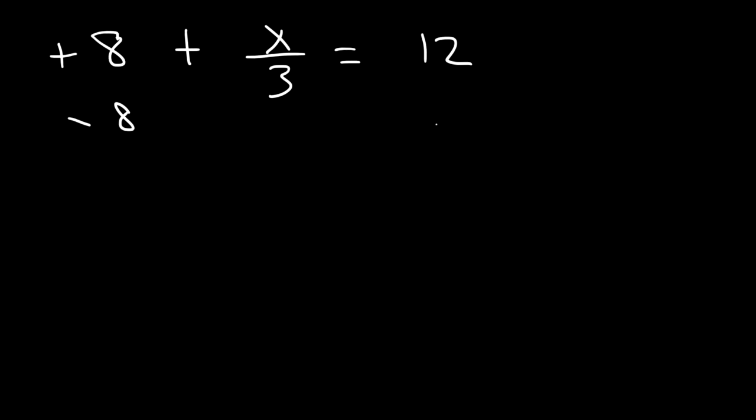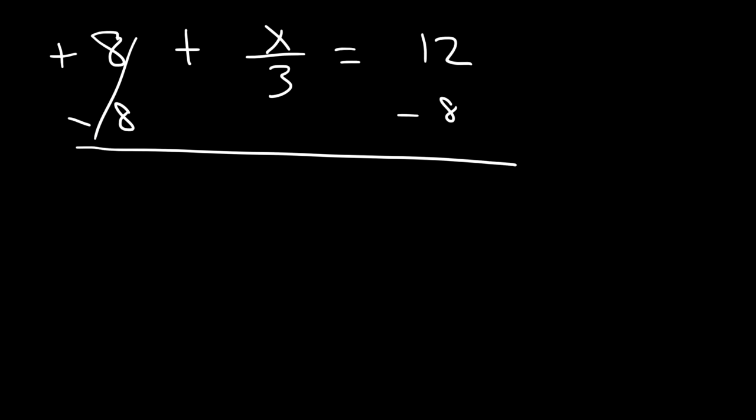Now let's move on to our next problem. Go ahead and take a minute and try this example. So 8 plus x divided by 3 is equal to 12. So pause the video and write this equation down. Go ahead and solve it. So I'm going to start off by subtracting both sides by 8. 12 minus 8 is 4.